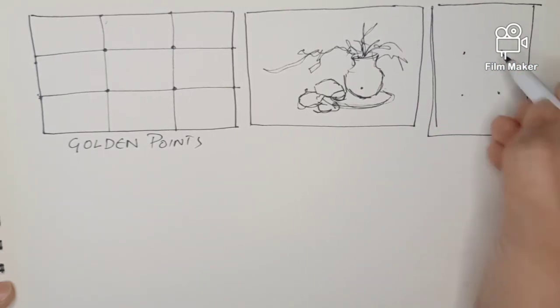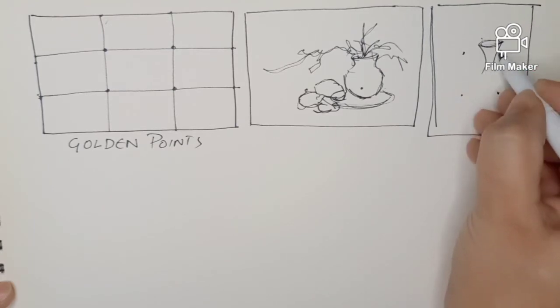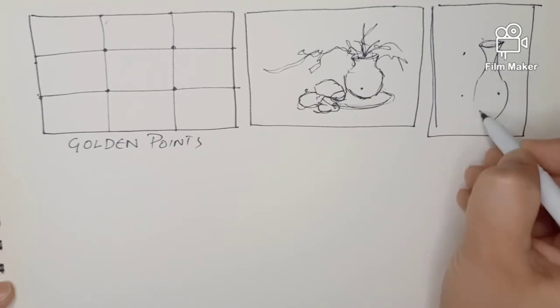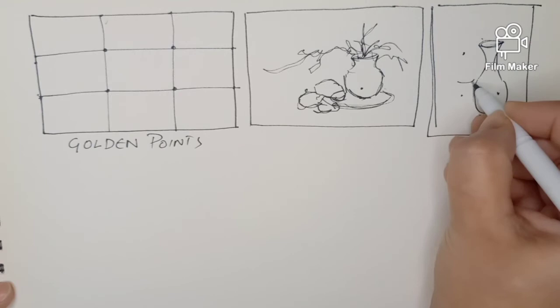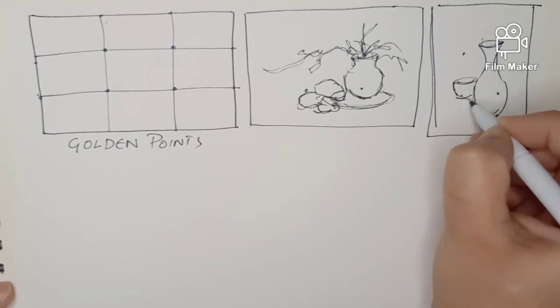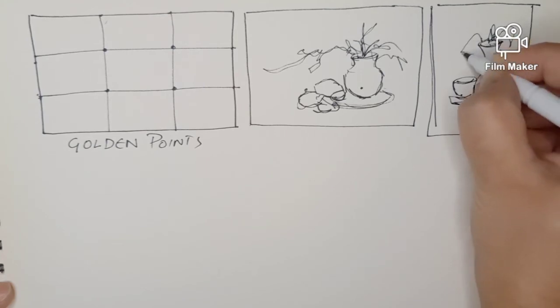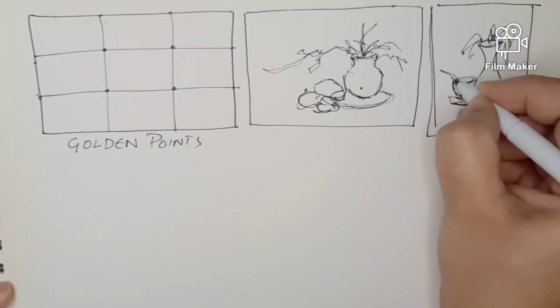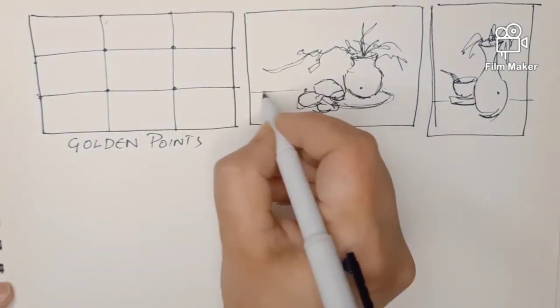Now I have drawn a vertical format. This format is portrait format, so the vertical lines are longer than the horizontal lines. Again I have put the golden points, and I am doing the composition, keeping in mind the space, so it is visually more pleasant.